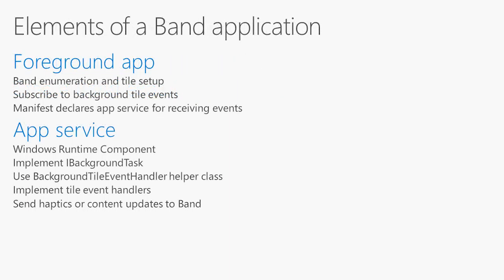So when you're building an application like this that's going to take advantage of this feature, you really have at least two parts to the application. There'll be a foreground app, and this is where you'll do things like enumerating the band, setting up the tile, subscribing to those background events, and we'll look at how you do that. And then your manifest will also now have to declare that app service, and that's how you receive those new events in the background.